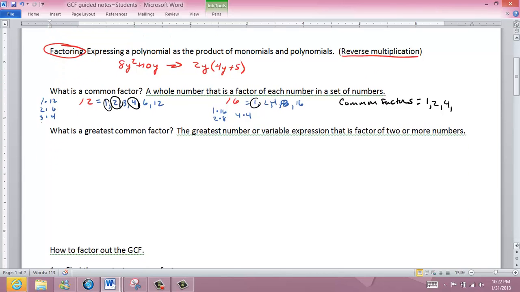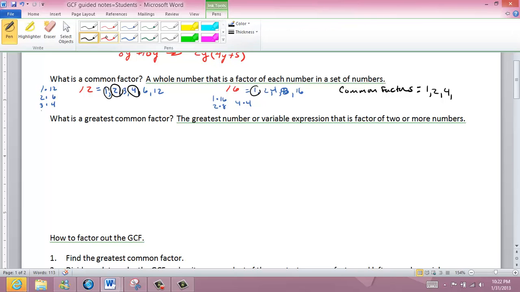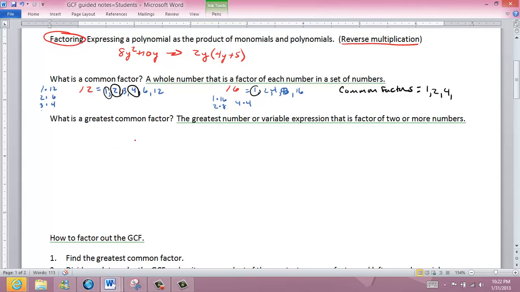Now, even more important for factoring out the greatest common factor is being able to find the greatest common factor between two terms. Before, we found common factors between two numbers, but now when we say two terms, we can have coefficients, which are numbers, and variable expressions. What we're looking for is the greatest number or variable expression that is a factor of two or more terms.